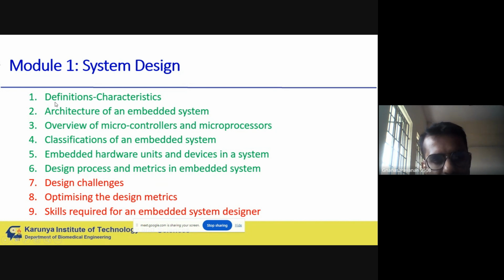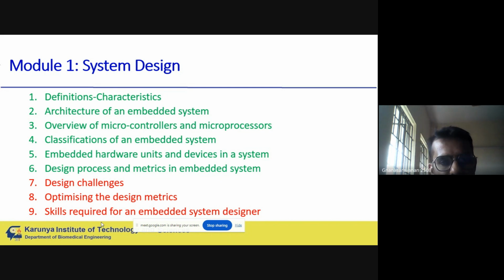In the last online class, I think we covered the overview of microprocessors and controllers, and we just saw embedded hardware units and devices in the system. So today we'll brief the design process, design metrics, and I think last class we saw design challenges and optimizing techniques in designs, and then we'll finally see the skills required. Skills required for an embedded engineer is a small title. With that, this module will get over, and after the Pongal holidays, we'll start module 2.